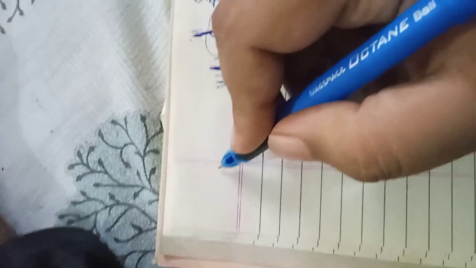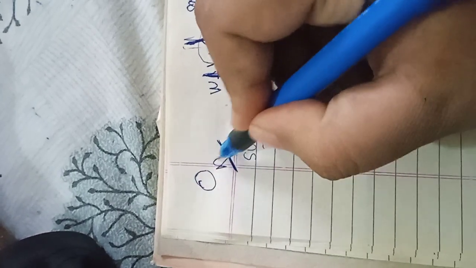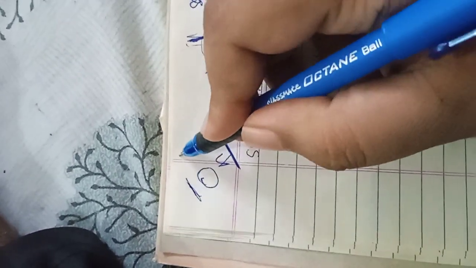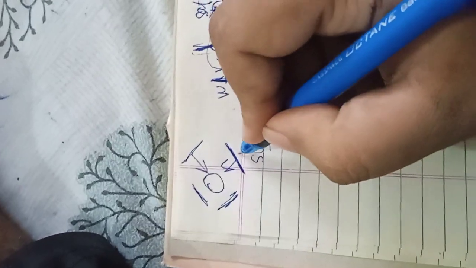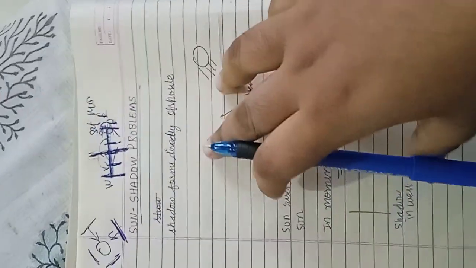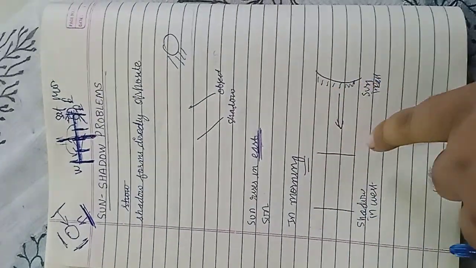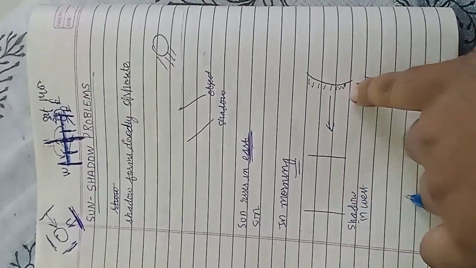So I will explain according to light source. Suppose you are standing here and this is a light source, then your shadow will be formed here. Suppose you are here, light source is here, your shadow will be formed here. So shadow is always formed opposite to the light source. Okay, so there is some importance in this. This is an object, its shadow is in west direction at morning, and at evening its shadow is in east direction.